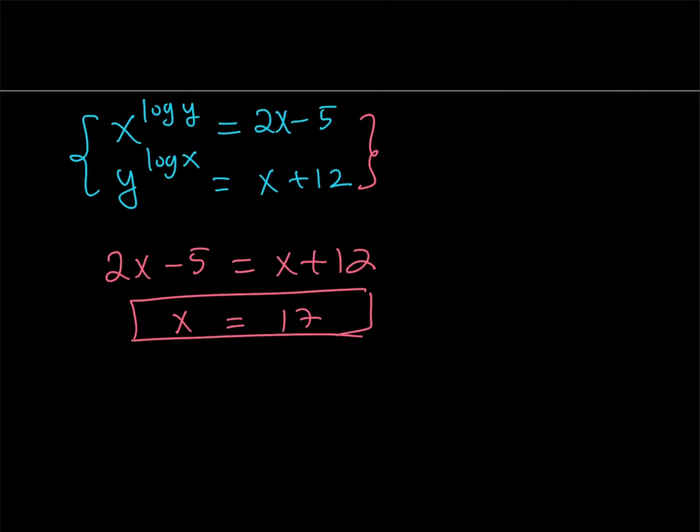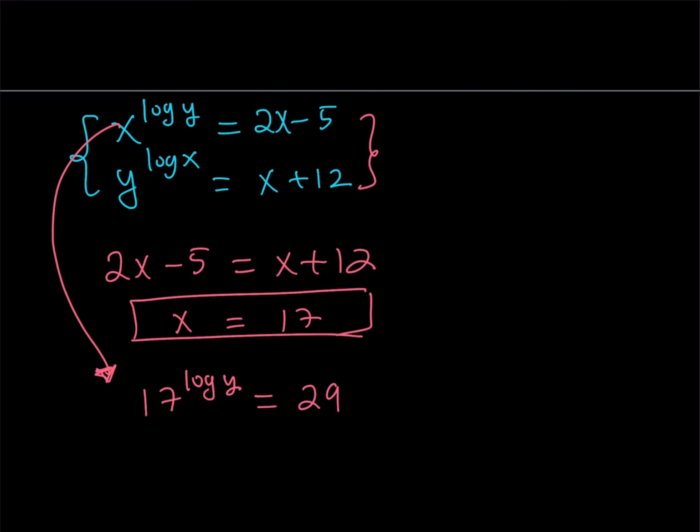How do you find the Y value? By substitution again, right? So it doesn't matter which equation you use. Again, it's just a matter of taste. But I'm going to use the top one because it has X in the base. So I don't know, it just makes more sense. So let's go ahead and use this equation and substitute 17 for X. Replace X with 17. So this gives us 17 to the power log Y is equal to 2 times 17 minus 5. 2 times 17 is equal to 34. 34 minus 5 is equal to 29.